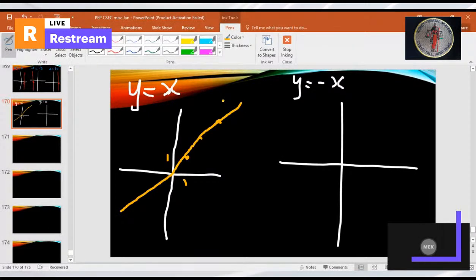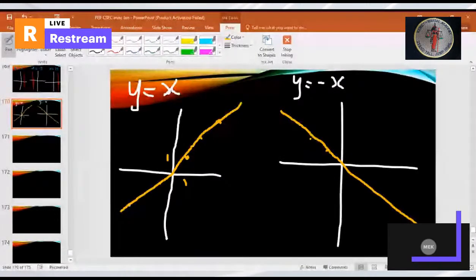Y equals negative x. So whatever y is, x is negative. If x is negative 1, y is 1. So -1 on the x would go to 1 on the y. -2 on the x would go to 2 on the y, in the same way. So for this line, it would come this way. So this is the line y equals -x. Both go through the origin. The line y equals x is oriented to the right, positive, and the line y equals -x is oriented to the left because it is negative.